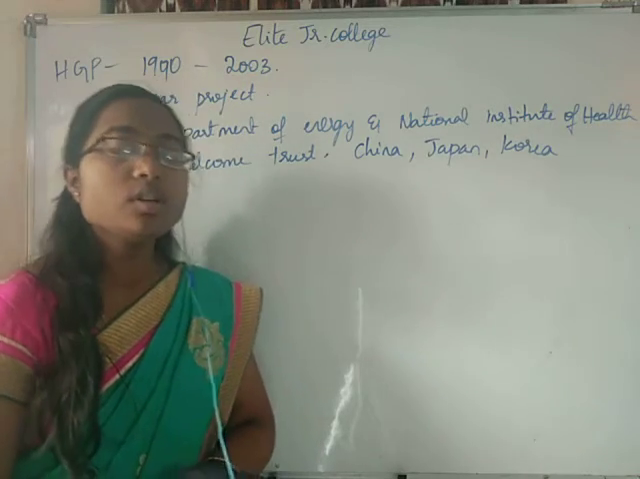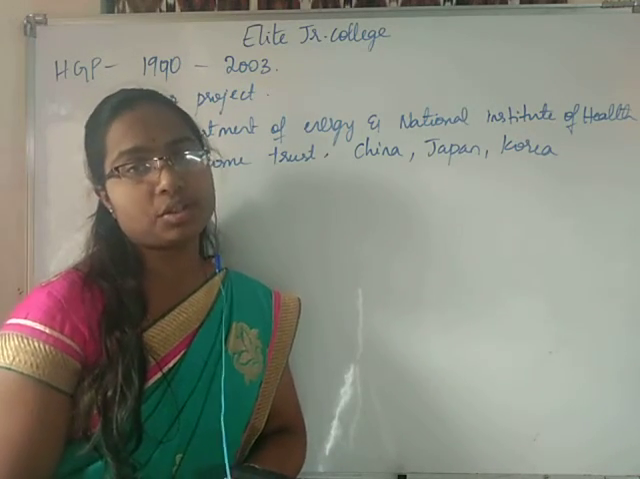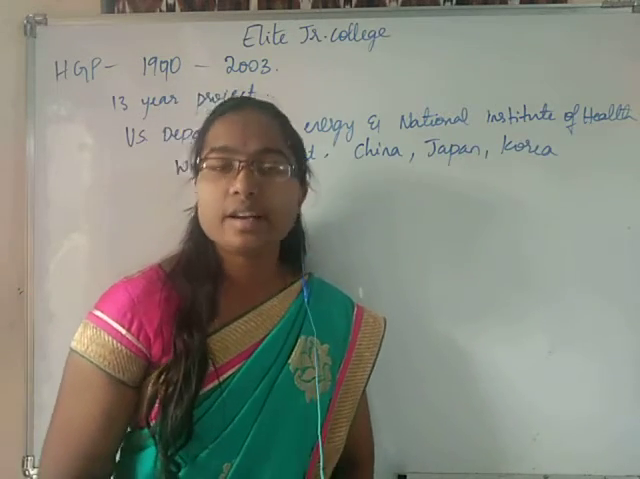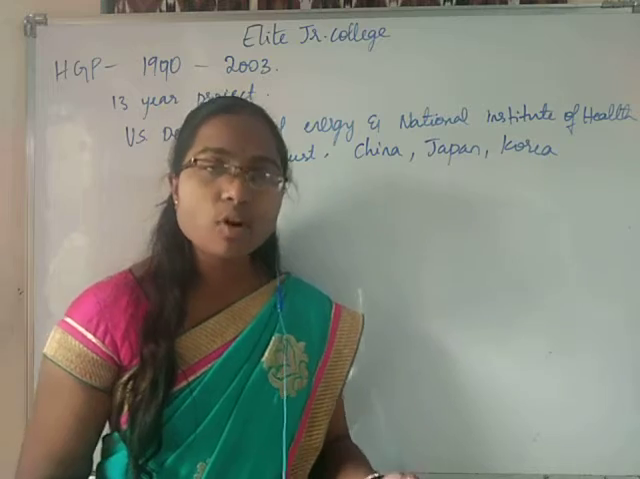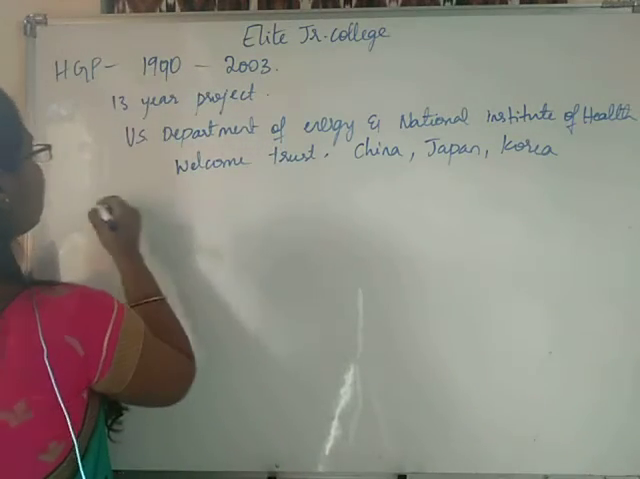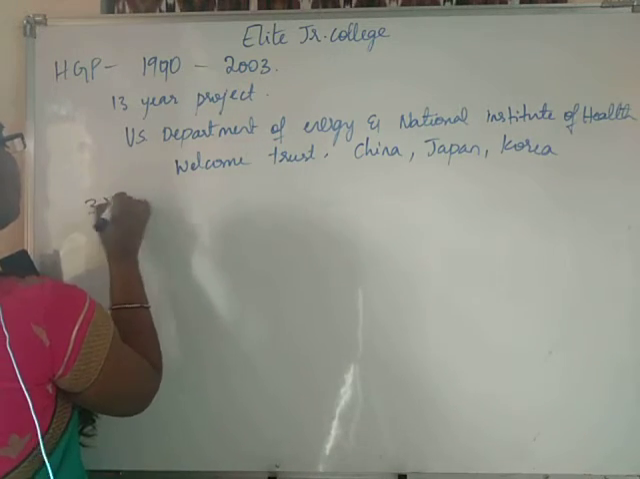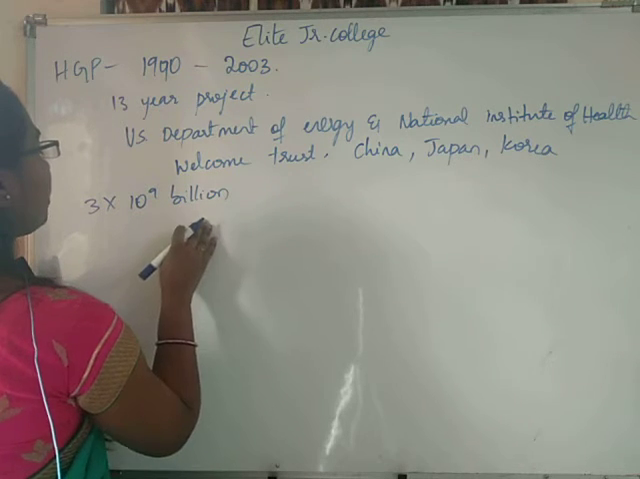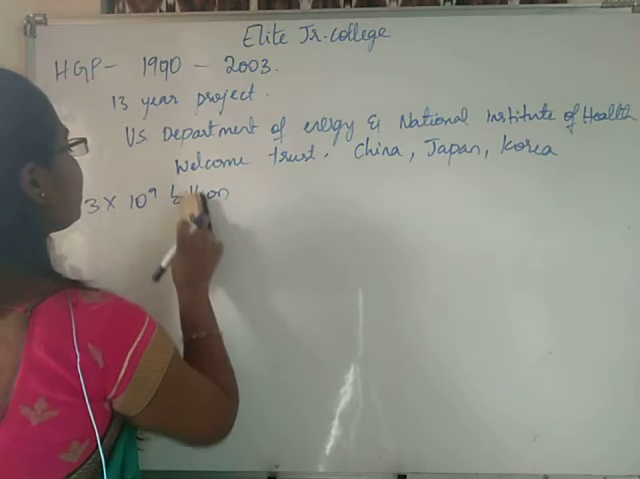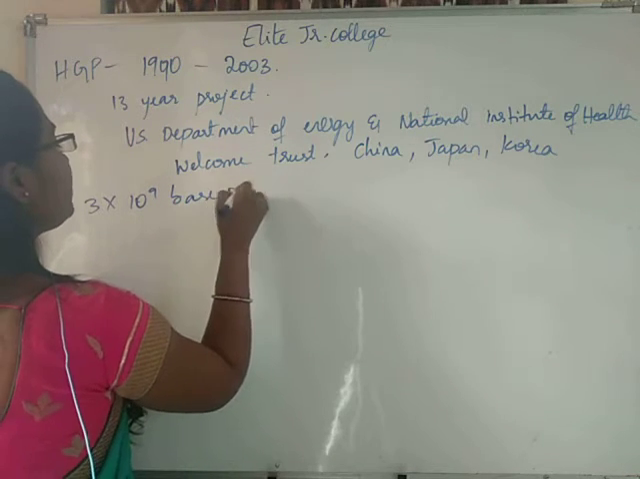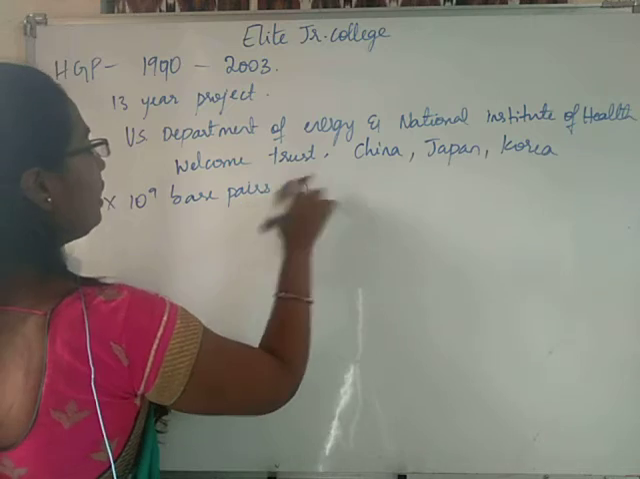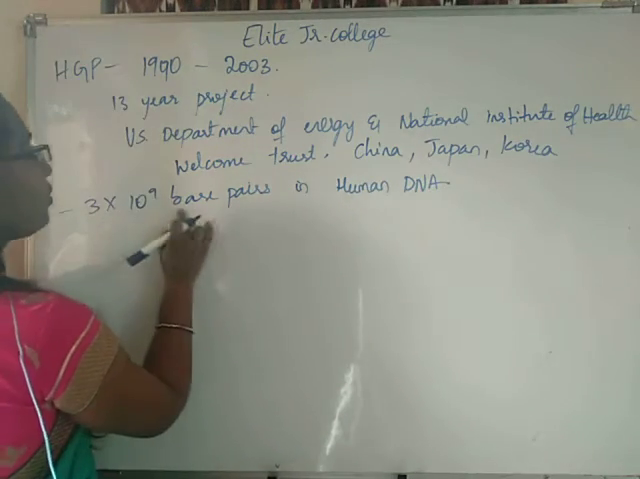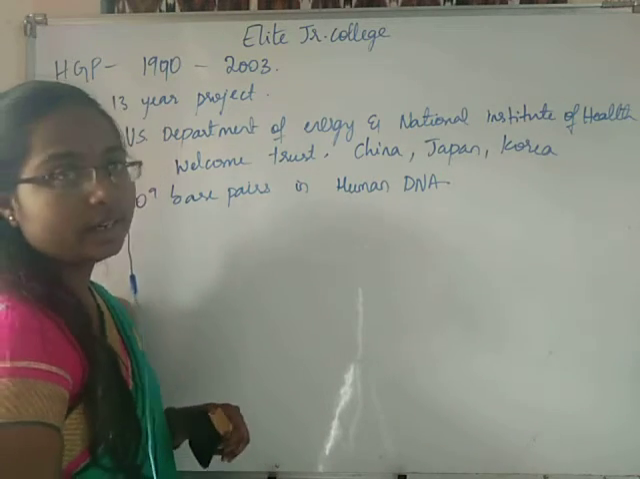So students, what is the main intention of this project? What is the aim of this project? Okay, let us learn now. See students, we have already studied that 3 into 10 to the power of 9 base pairs are found in the human DNA. This we have already studied. 3 into 10 to the power of 9 base pairs are found in the human DNA, right.